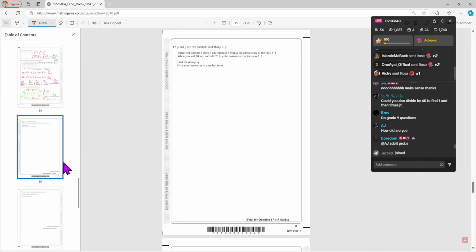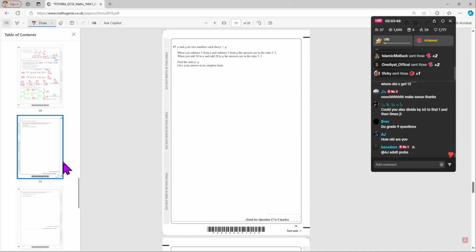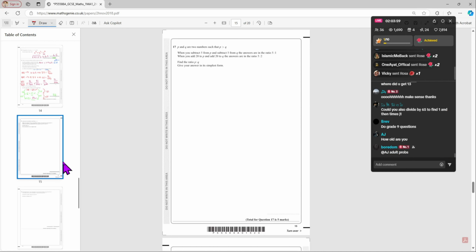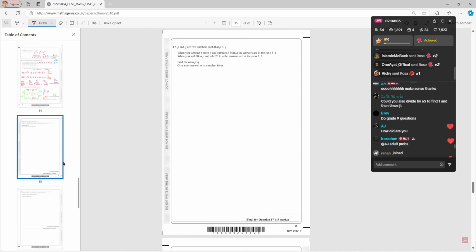So P and Q are two numbers such that P is greater than Q. When you subtract 5 from P and subtract 5 from Q, the answers are in the ratio 5 to 1. When you add 20 to P and add 20 to Q, the answers are in the ratio 5 to 2. Find the ratio of P to Q.